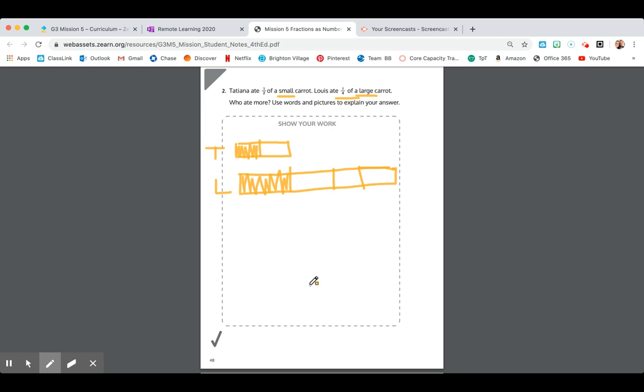Tatiana ate half of a small carrot. She only ate this amount for a tiny carrot, and Louis ate 1/4 of a big carrot. So what this tells us is that Louis, I'm just going to use the L, probably, well, I don't think I'm going to be able to draw this all out. Probably ate more.